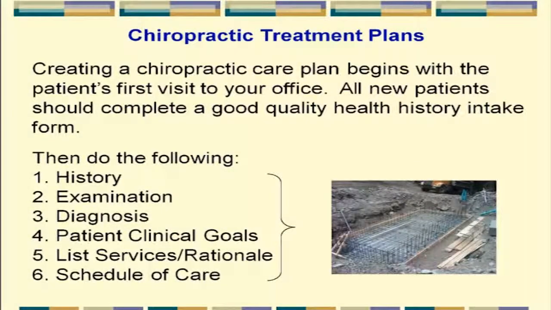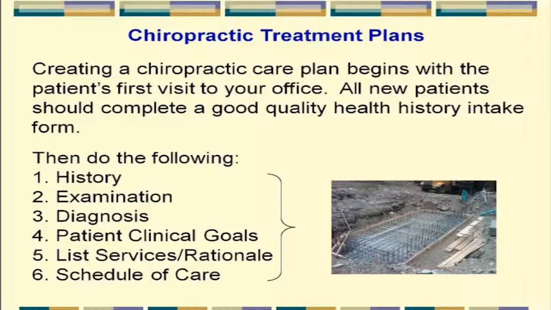Creating a chiropractic care plan begins with the patient's first visit. So what does a care plan consist of? In my opinion, 6 items. History, exam, diagnosis, goals, services to be rendered, and the schedule of care. I look at the care plan as the foundation. You see the photo of a foundation of a house. You don't build the kitchen first when you're building a house. You build the foundation. The care plan, the treatment plan, the plan for care, I don't care what you call it, sets the foundation. Gives you the opportunity to set the table for the rest of care.